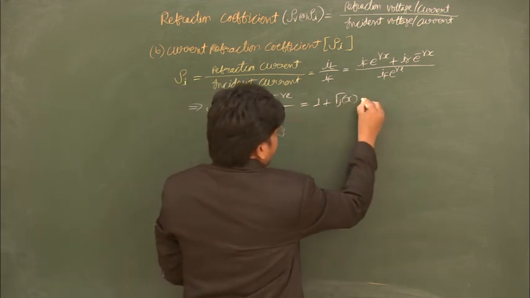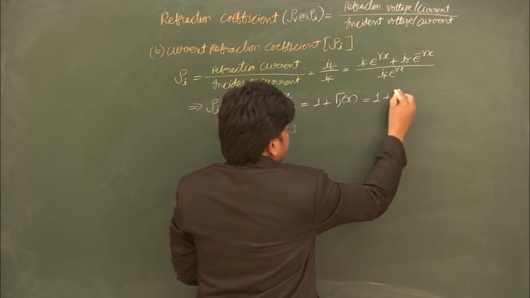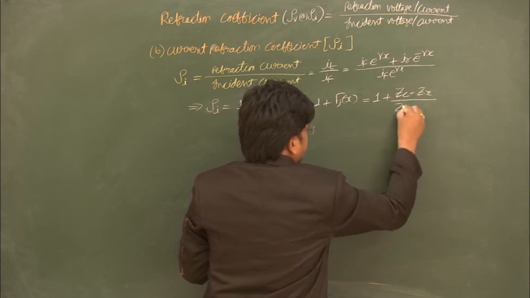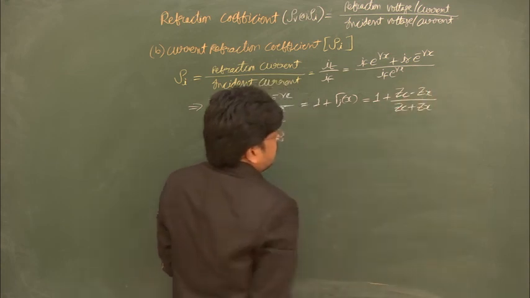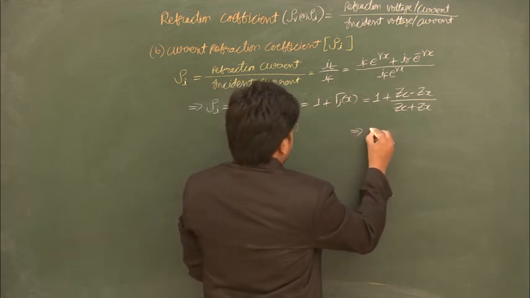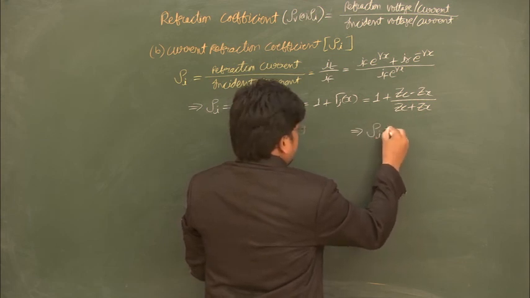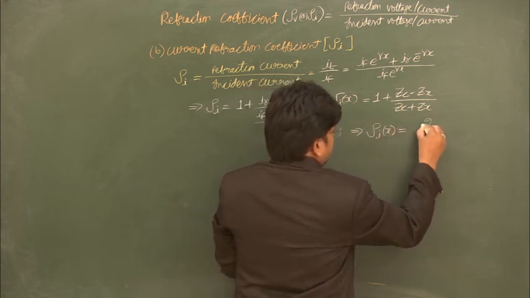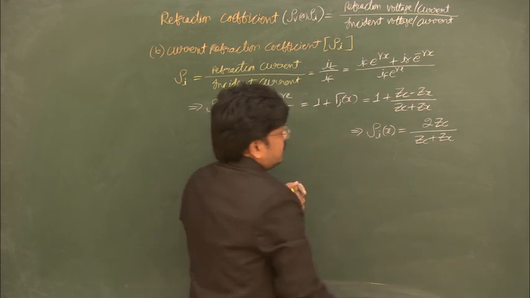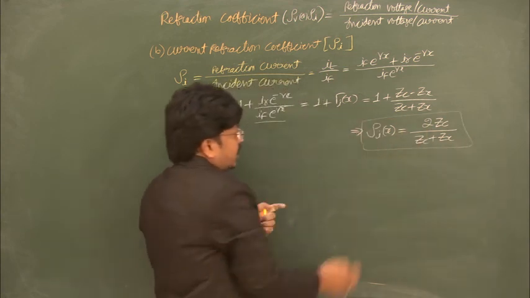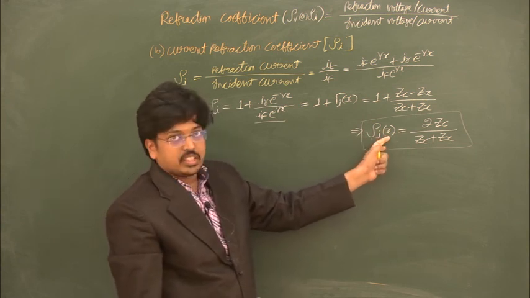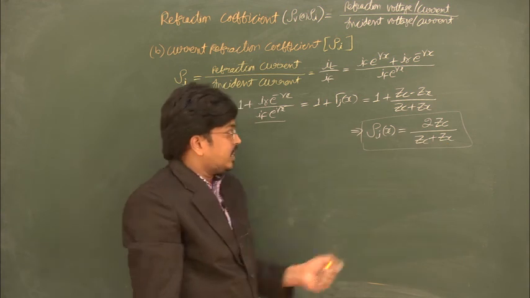Right? Now substitute the value of eta I, it is 1 plus (ZC minus ZX) by (ZC plus ZX). Okay, so simplifying this equation, it becomes rho I of x equivalent to 2ZC by (ZC plus ZX). So this is the current refraction quotient, or current transmission quotient, at a distance x: 2ZC by (ZC plus ZX).